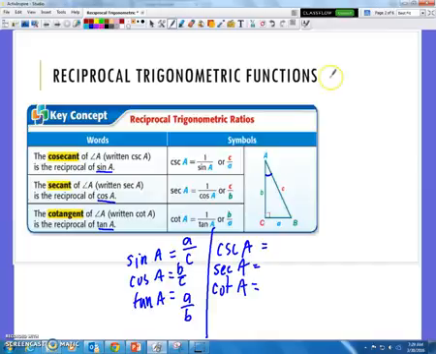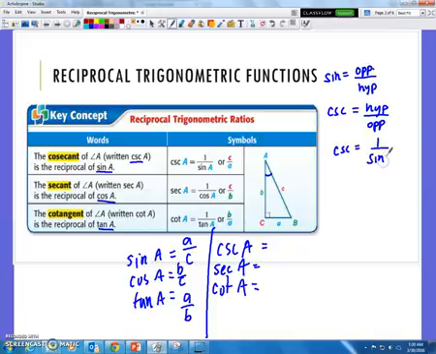If I know the sine is the opposite over the hypotenuse, and I know the cosecant, abbreviated CSC, is the reciprocal of that, then the cosecant is the hypotenuse over the opposite. Algebraically it looks something like this. The cosecant is 1 over the sine, so the cosecant of A is 1 over sine of A. Through substitution, we would know that the cosecant of A would equal 1 over the opposite over the hypotenuse.